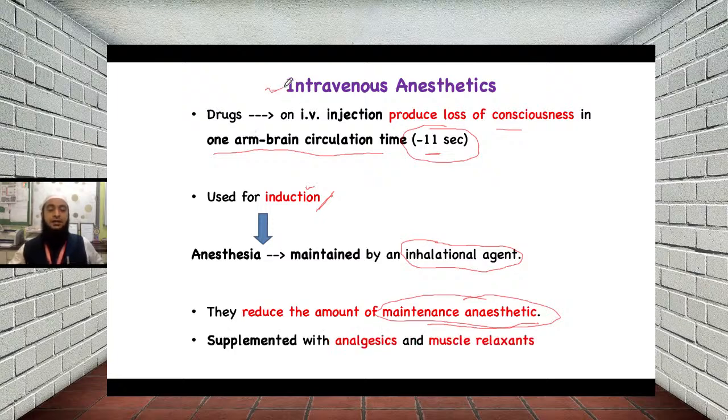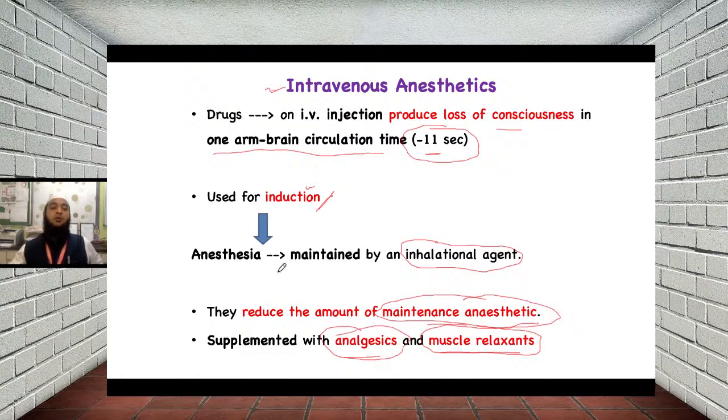So that is an advantage. The second important thing is that it is supplemented with analgesic and muscle relaxant action. Some of the intravenous agents also produce analgesia, and they also produce muscle relaxation. So that is an added advantage, and that is needed for doing surgery. Suppose some general anesthetic drugs do not produce analgesia; in their case you can give morphine as an intravenous drug.